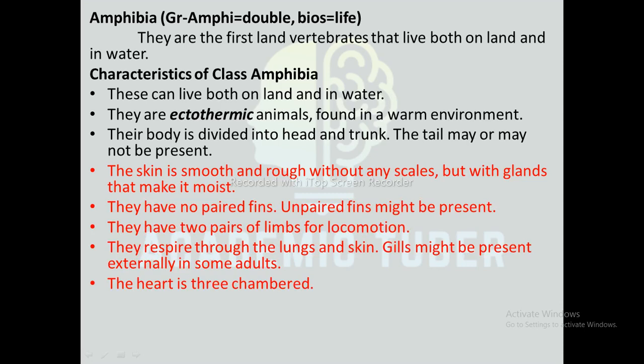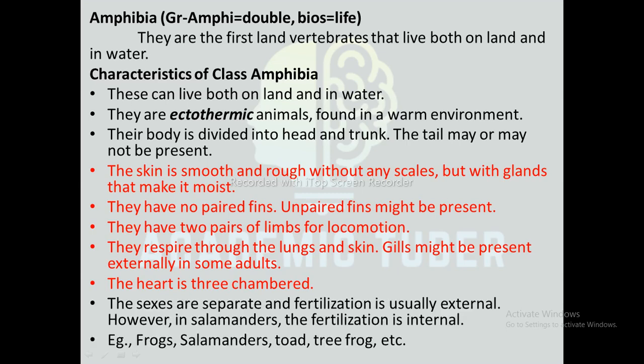They have 2 pairs of limbs for locomotion. They respire through the lungs and skin. Gills might be present externally in some adults. The heart is 3-chambered. The sexes are separate and fertilization is usually external. However, in salamander, the fertilization is internal. Examples are frog, salamander, toad, tree frog, etc.